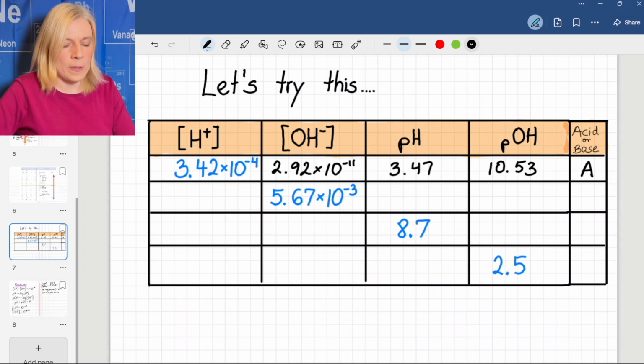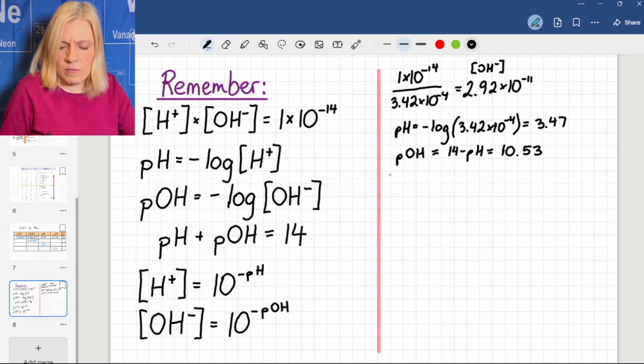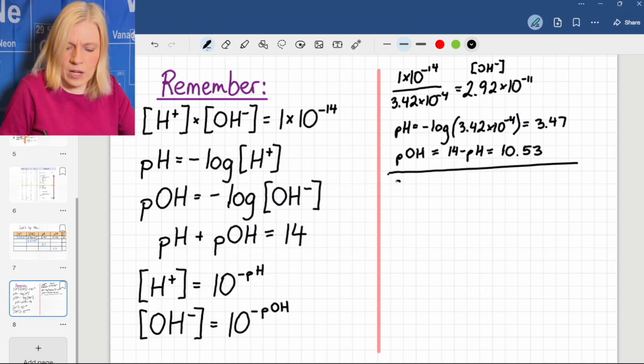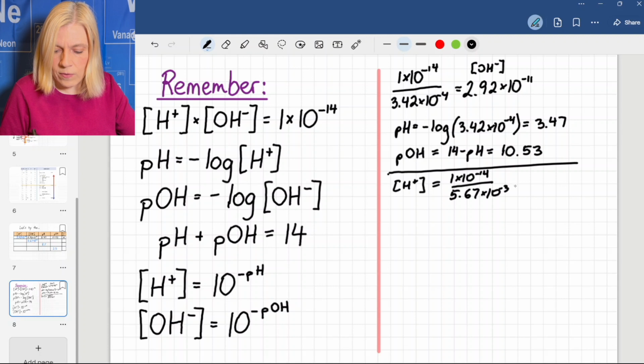Let's do the next one. Here I'm giving you OH minus concentration. Can we fill in the numbers? Well, I think so, right? To do our H plus, we're going to again take 1 times 10 to the negative 14, divide by what we are given, 5.67 times 10 to the negative 3, and we will get 1.76 times 10 to the negative 12.